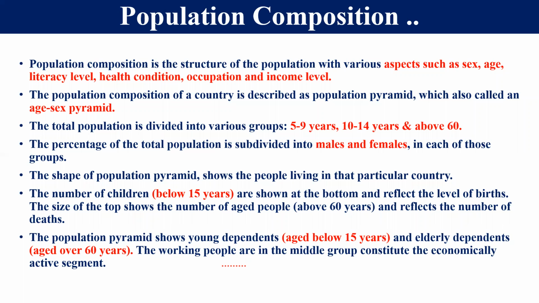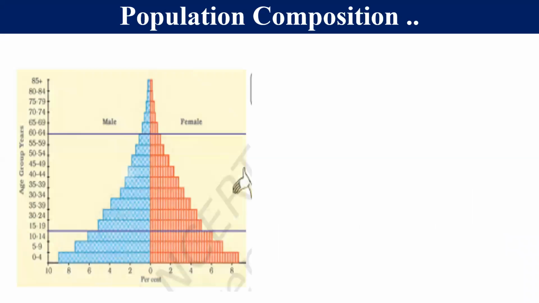The population pyramid also shows that young dependents and elderly dependents are totally dependent on the working people for their livelihood and economic needs. Only the middle area, the age group from 15 to 59 years, is considered the working population. So let's discuss these pyramids. Now see the pyramid.